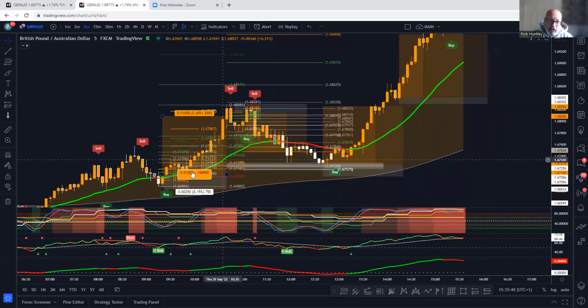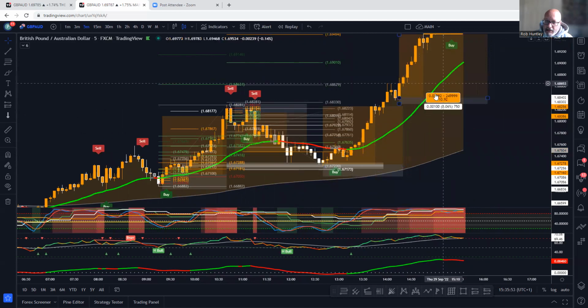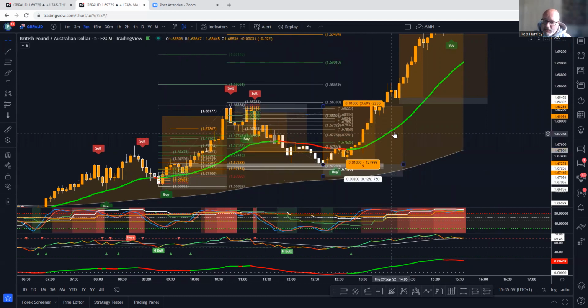So that's just based on this indicator here, and I will do a video on this indicator because I feel I've talked at you loads and loads. I'll do a video explaining this indicator, this indicator, and this indicator. This one is not publicly available.